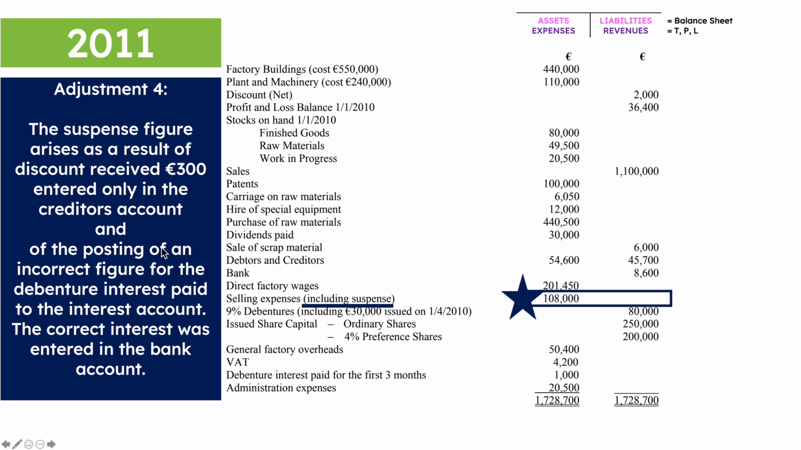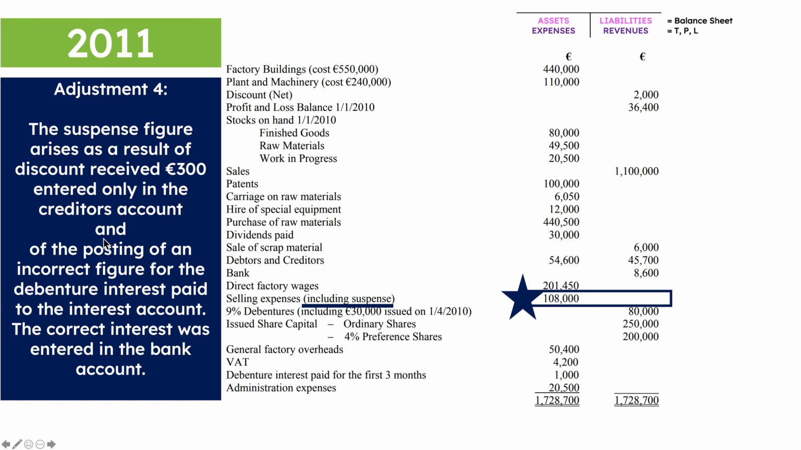Okay, the 2011 exam then. So the suspense figure arises as a result of discount received 300 entered only in the creditors account, and of the posting of an incorrect figure for the debenture interest paid to the interest account. The correct interest was entered in the bank account. Okay, so the first part of that. The suspense figure arises as a result of discount received entered only in the creditors account.